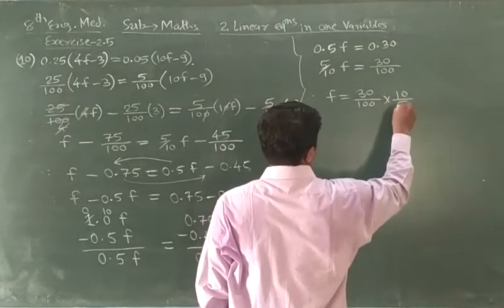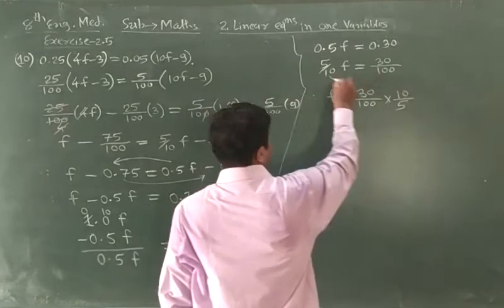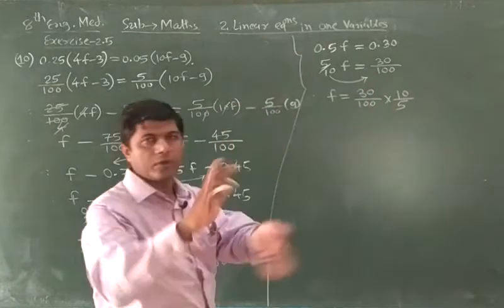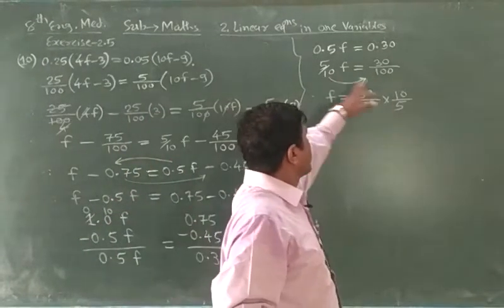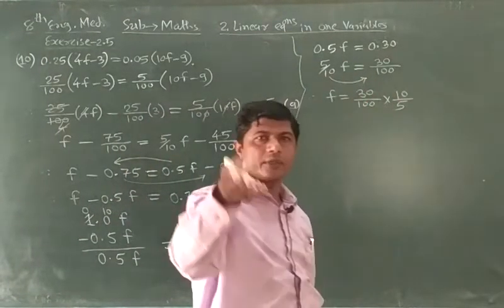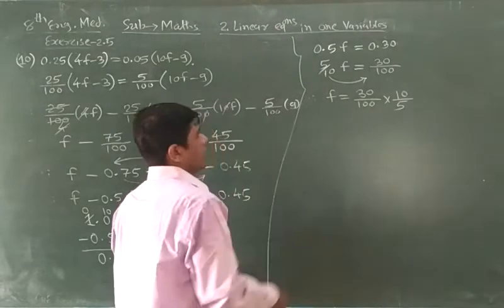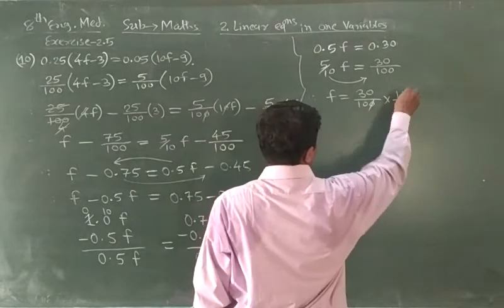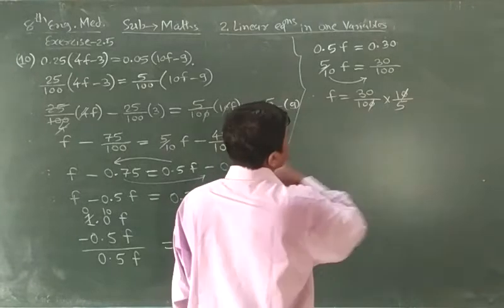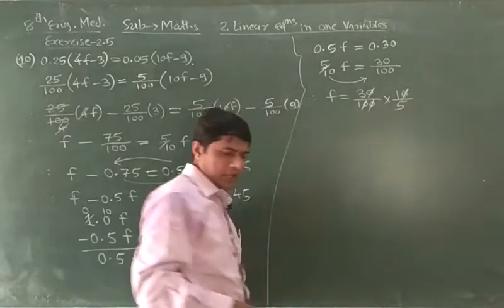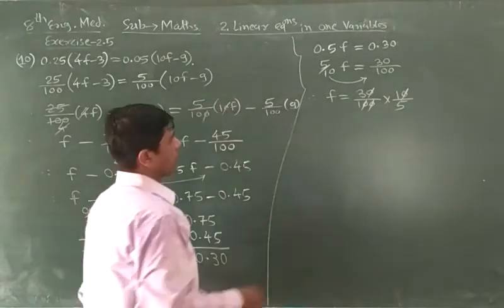10 by 5. This going this side, so reciprocal, upper down, down up, numerator becomes denominator, denominator becomes numerator. So cut here 0 0. Okay, so here also 0 0 cut. Answer f is equal to 3 by 5.